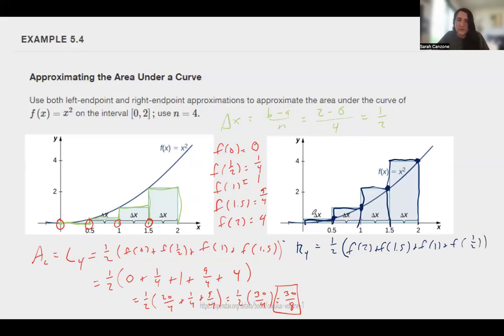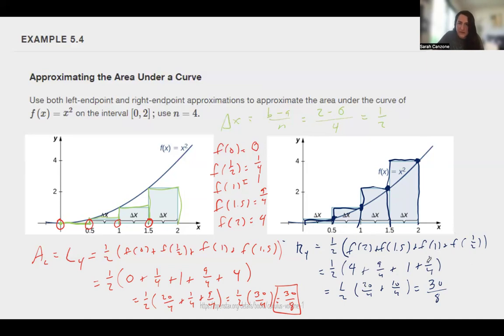We're omitting the 0, because if we use the 0, that'd give us 5 rectangles. So this is 1/2 times, and again, that's why this becomes so much easier. So this is 4 plus 9 over 4 plus 1 over 4, which is 5, so this is 1/2 times 20 over 4 plus these I can combine to be 10 over 4. So that's 30 over 4 times 1 over 2 is going to be 30 over 8.